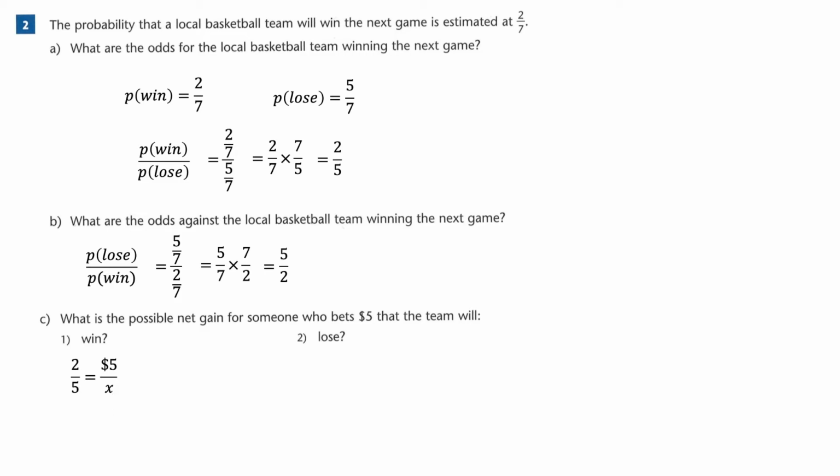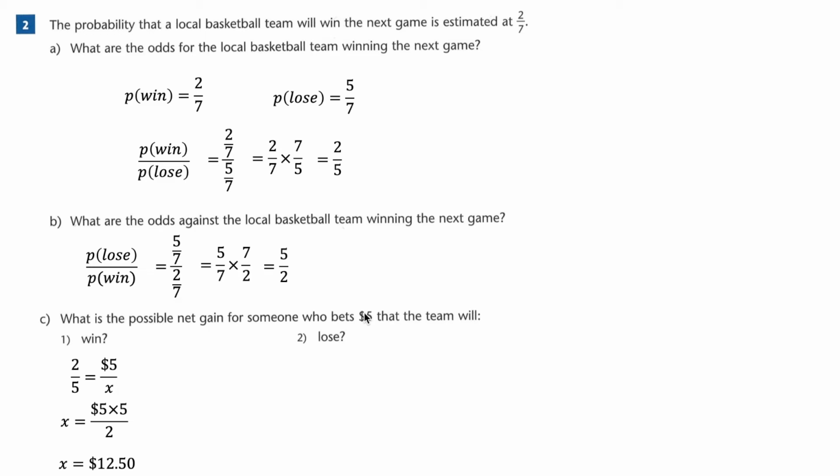I'm going to use cross multiplication. The X is going to cross and come up to where the 2 is. The 2 is going to cross and go down to where the X is. The 5 is going to come up here and multiply the $5. The 2 comes down. The X came up here, so the X is all alone. The 5 came up here and multiplied the 5, so we have 5 times 5 is $25, divided by 2 is $12.50. That is the possible net gain for someone who bet $5.